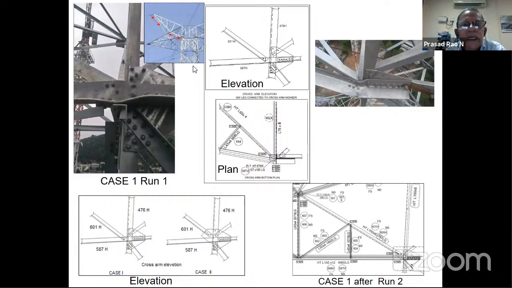It's the same tower. In that case, it was overcome after changing the gusset plate and changing the peak member connecting to the leg member through the gusset plate. The next case is a broken wire condition, with the top conductor broken and the ground wire broken.